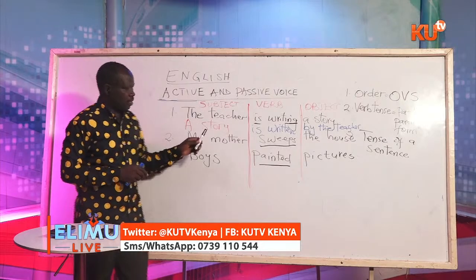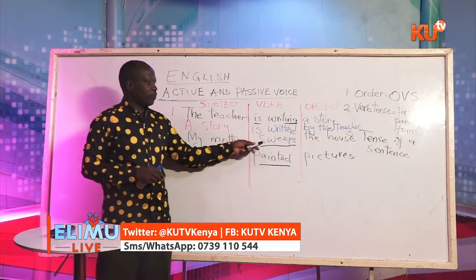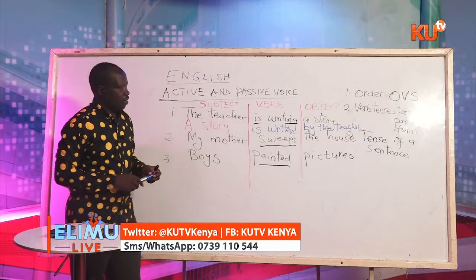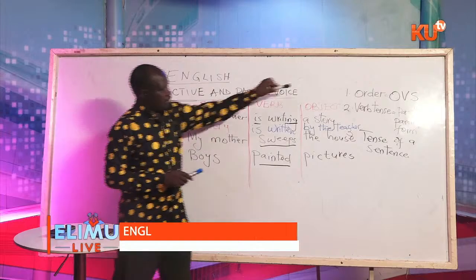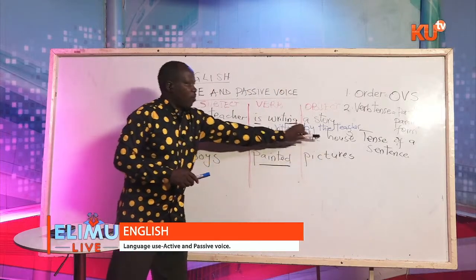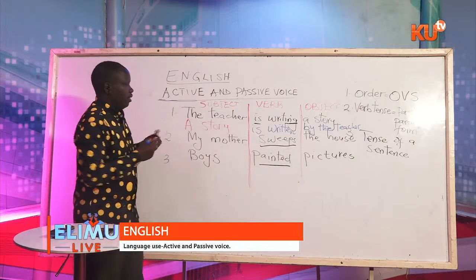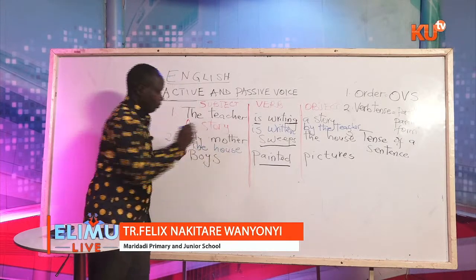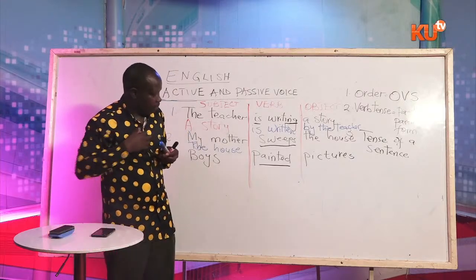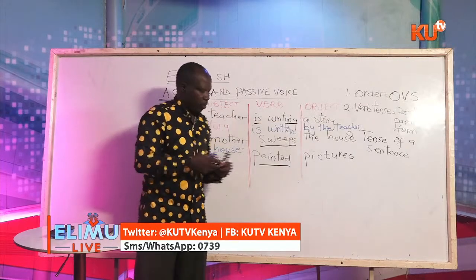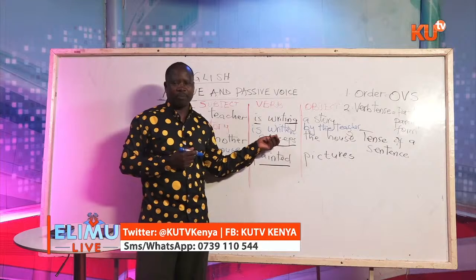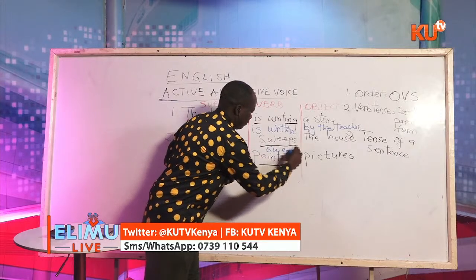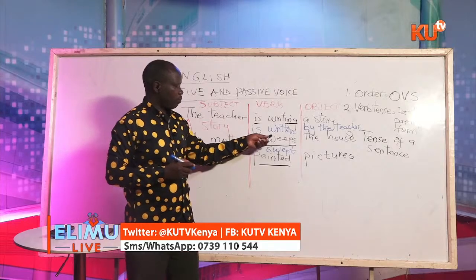Let's try and look at number 2. My mother sweeps the house. So we start with our object. This is our column for the object. We carry the object from this part to this part. So we have the house. Then we come to the verb. We change our verb to past participle. What's the past participle of sweep? Good. Swept. Past participle of sweeps is swept.